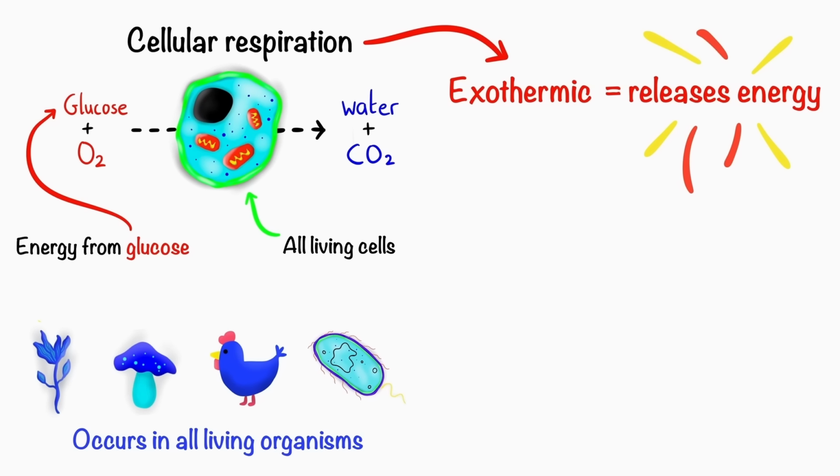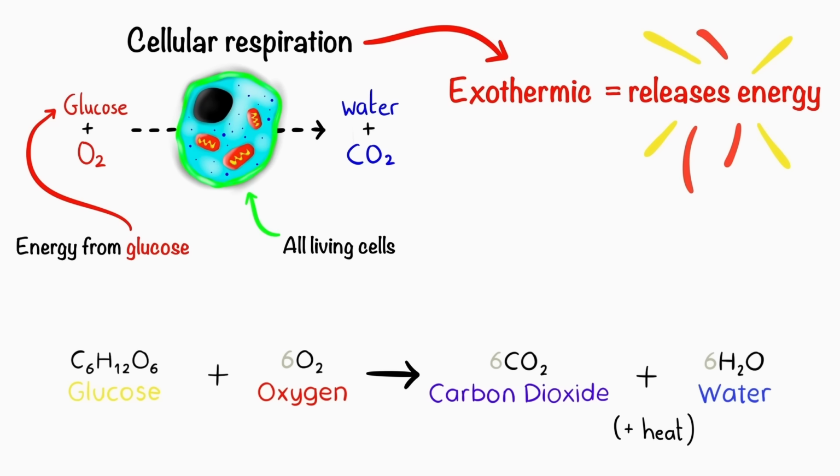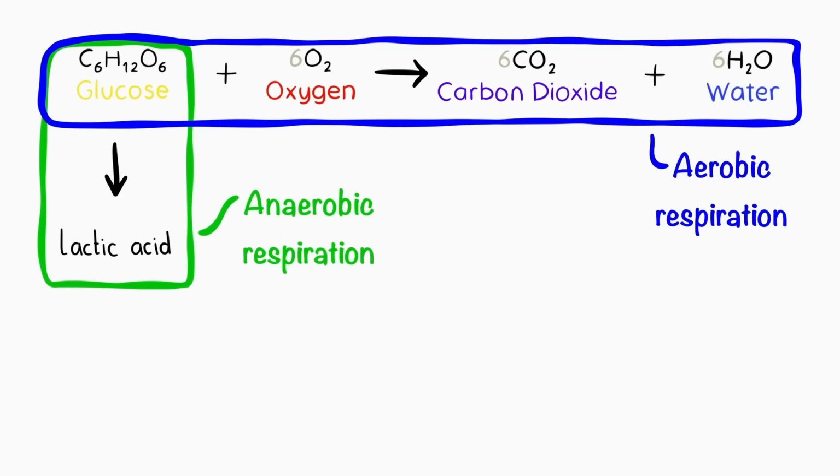All living things respire, not just animals, but plants, fungi, and even single celled organisms. It's how they transfer energy from their food to their cells. Respiration is an exothermic process. This means it releases energy in the form of heat as well as usable energy for the cell. There are two main types of respiration, aerobic and anaerobic. The key difference is whether oxygen is used in the process.